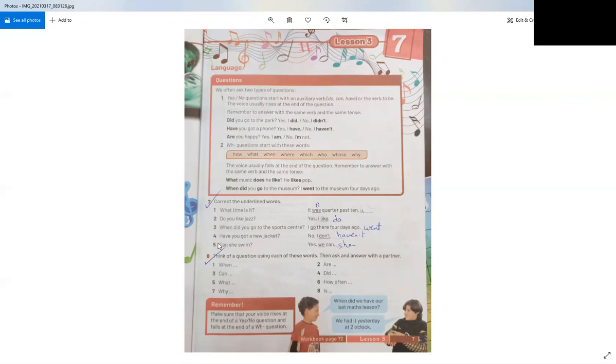Number 4, have you got a new jacket? No, I haven't. We begin the question with have. So we should answer saying, no, I haven't. Number 5, can she swim? Yes, she can, because the subject here is she. Yes, she can.